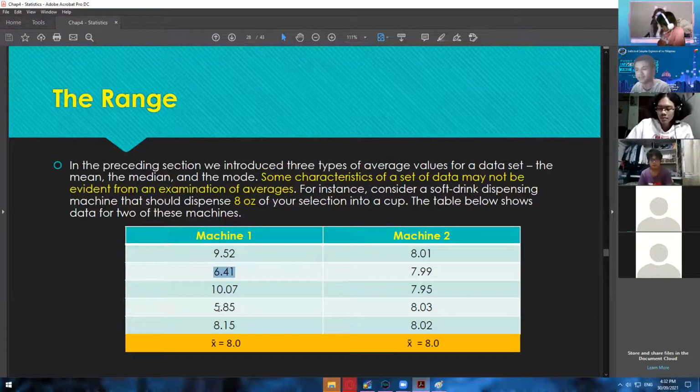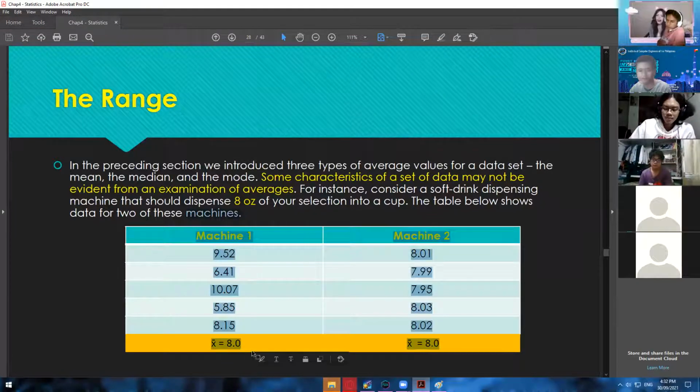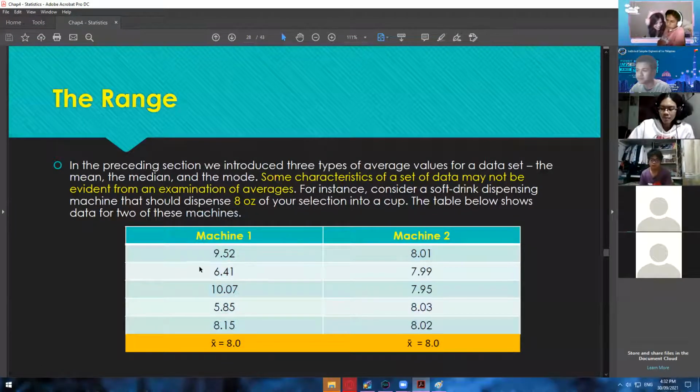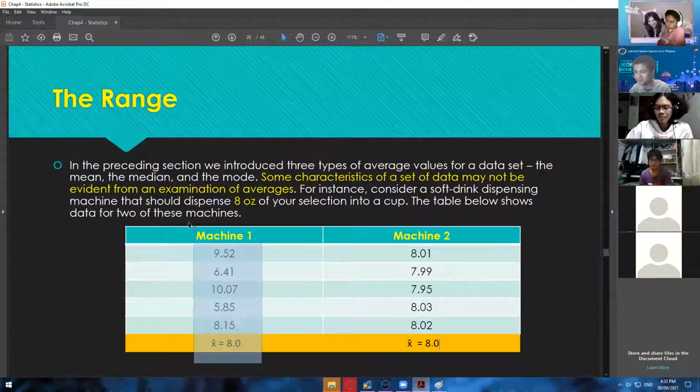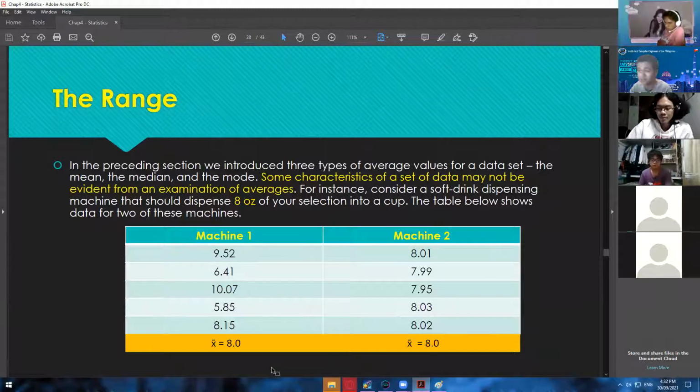Okay, like the correct size, I mean the amount of soda in that bottle. Okay, so malulugi kayo. Meaning this machine 1 is defective. So that is the moral lesson of this machine 1. Even though we have an average of 8.0, if you take a look at each of those data, some are not good or some are defective.